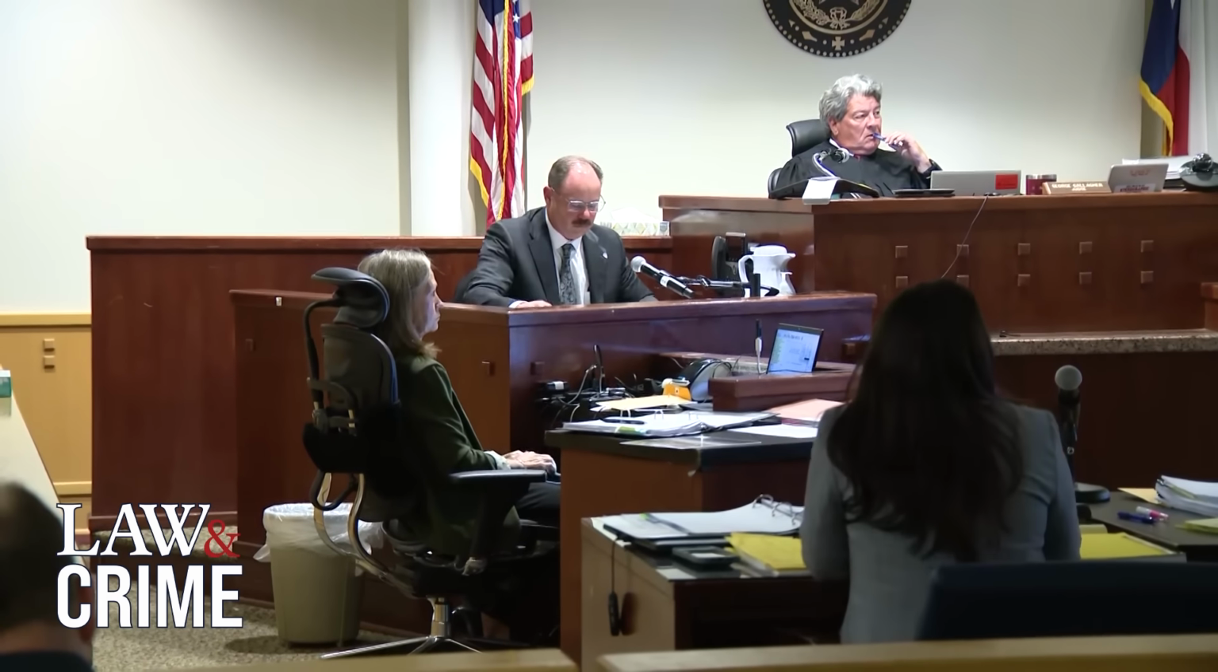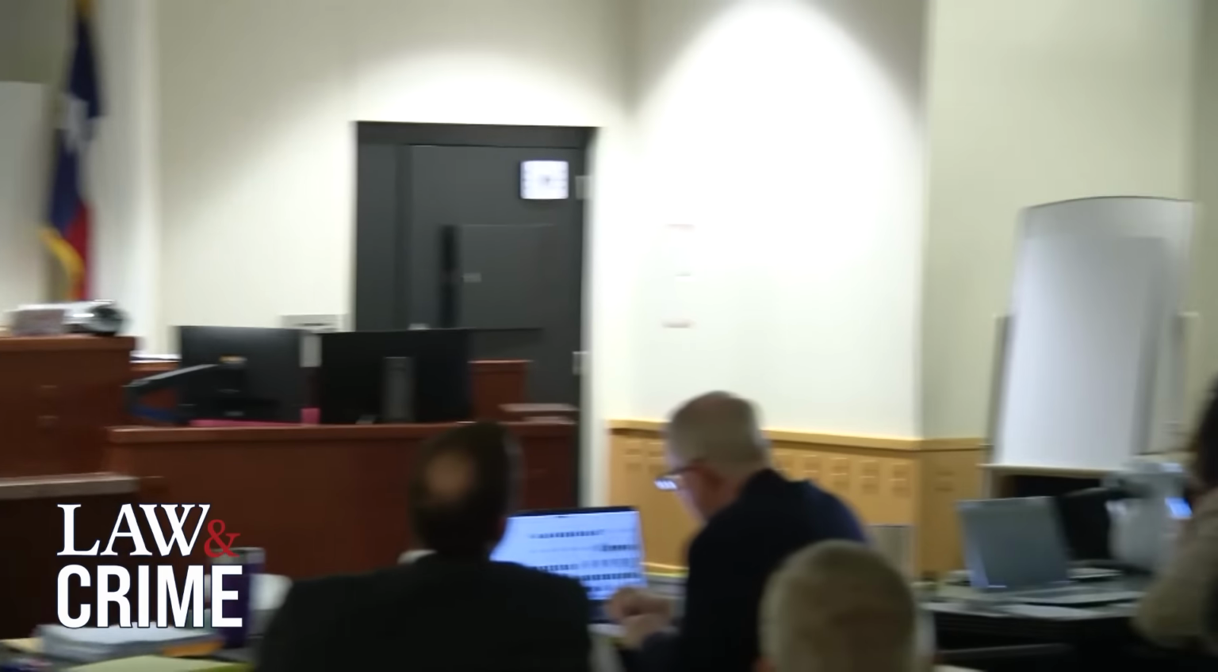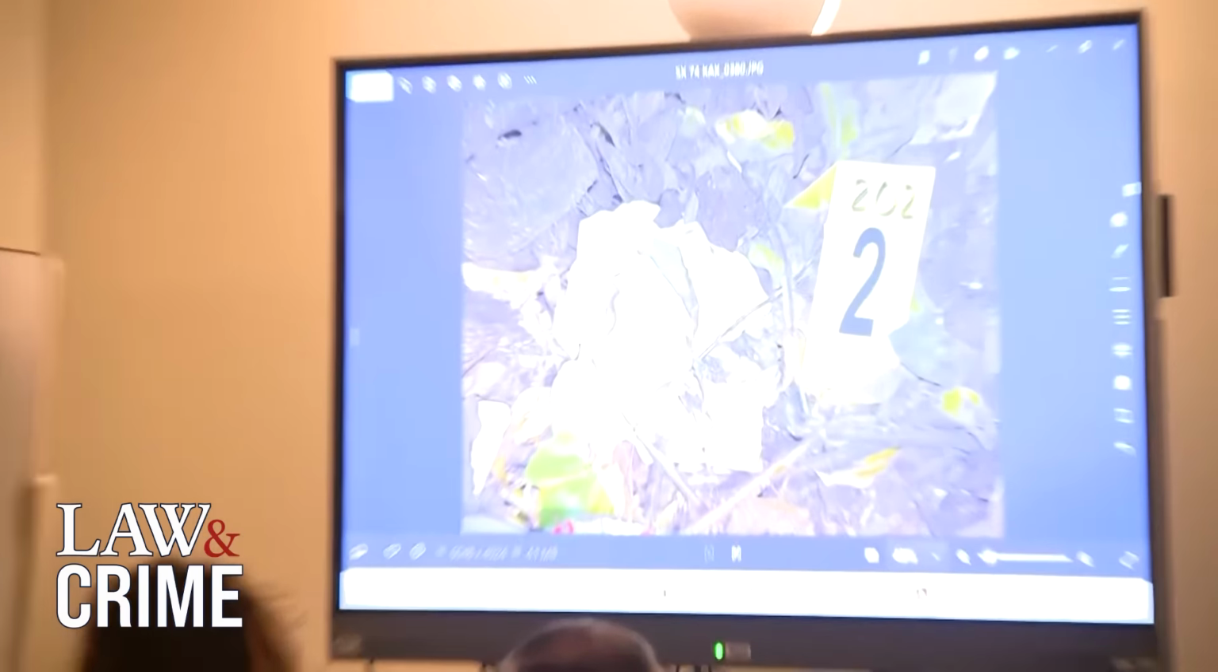Now I'm showing you what has been admitted as State's Exhibit 74 here on the screen. And what are we looking at here? So in the previous picture where you saw all three items, this would be the second item in that row, which appears to be a child's underwear. Looks to be female underwear.